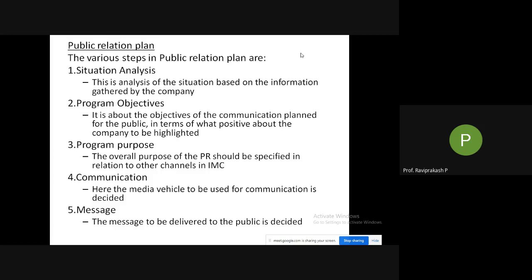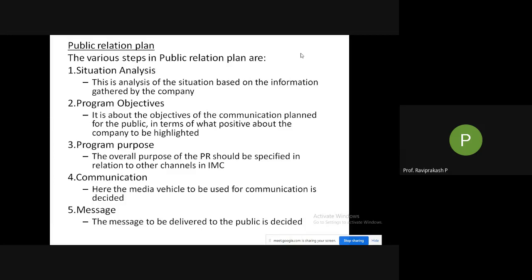Then what is the purpose? So after achieving the objectives, what are you going to achieve, or what is the purpose of doing all these things? The overall purpose of the PR should be specified in relation to other channels in IMC. There are many different channels we have gone through in the previous modules. So what relation are we specifying? What kind of PR should be specified towards which kind of media channel? All these things are taken care of in the program purpose phase.